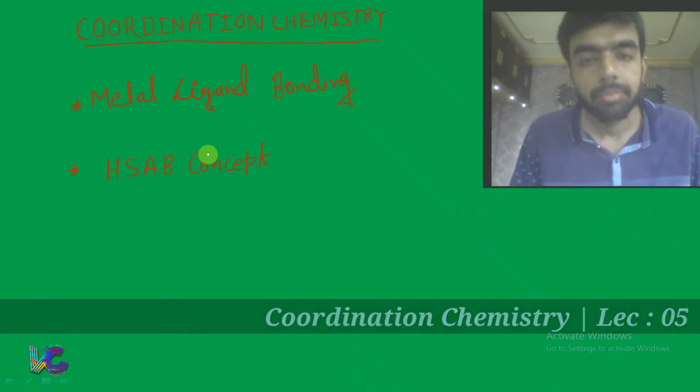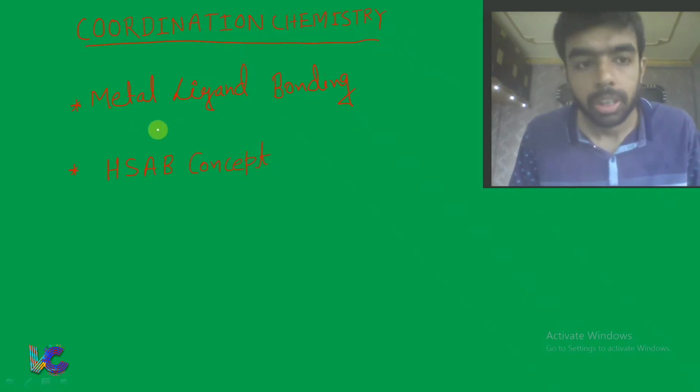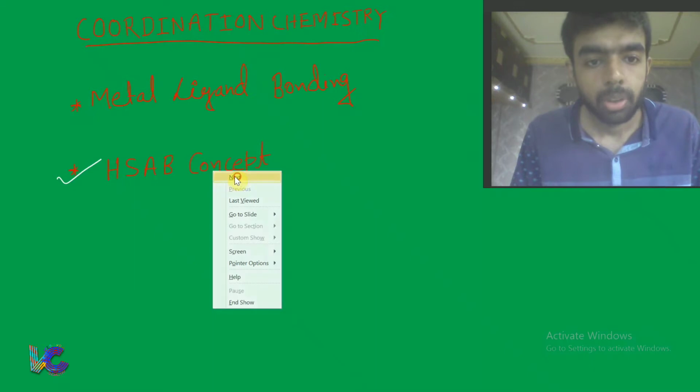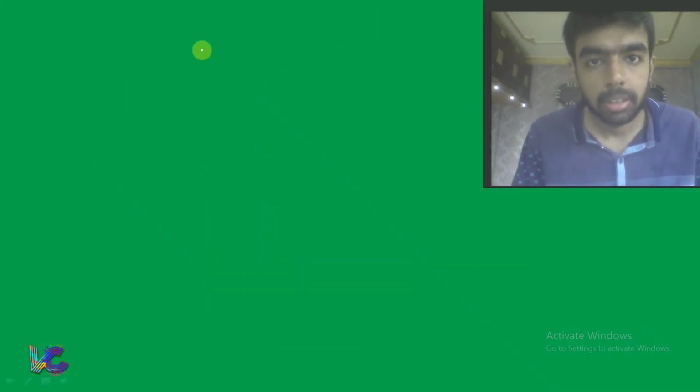In this lecture, as I told you in the previous lecture, we'll talk about metal ligand bonding. One of the ways to explain metal ligand bonding is the HSAB concept, that is the hard soft acid base concept. So we can classify acids or bases into two classes.